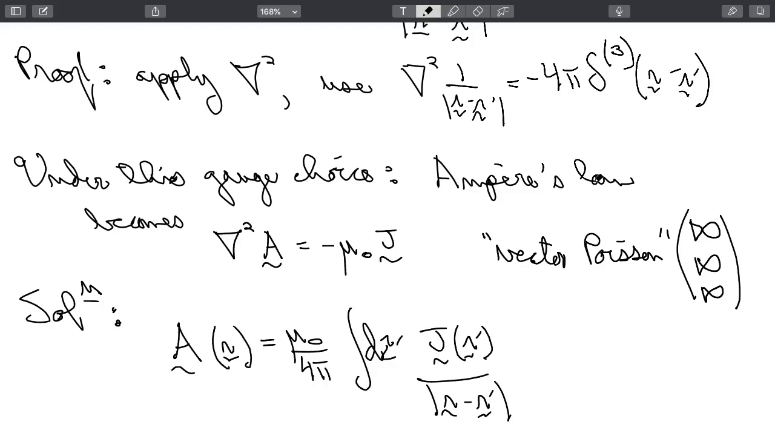Now, be warned, this is not a gauge-independent representation. We have made a gauge choice. There are other gauges in which the representations look different for the vector potential.